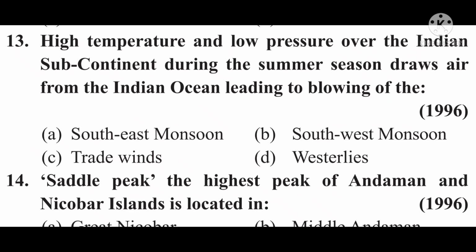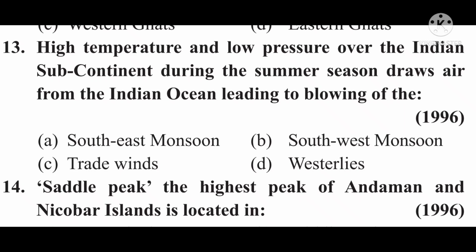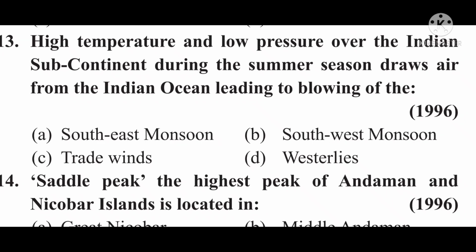Next question. High temperature and low pressure over the Indian subcontinent during the summer season draws air from the Indian Ocean, leading to the blowing of the... As we all know, winds blow from high pressure to low pressure, and land is heated faster than water. In the summer season, due to the heat of the sun, the air over the Arabian Sea and Bay of Bengal rises up and comes towards the Indian subcontinent. It is because the land over the Indian subcontinent is warmer than the ocean. So the southwestern monsoon brings a lot of moisture and starts raining in the month of June in the Indian subcontinent.